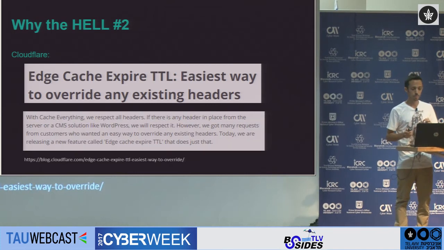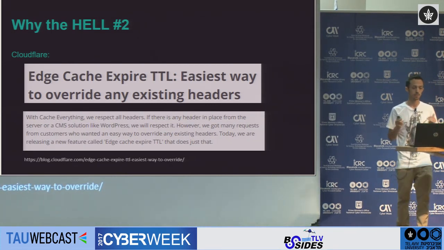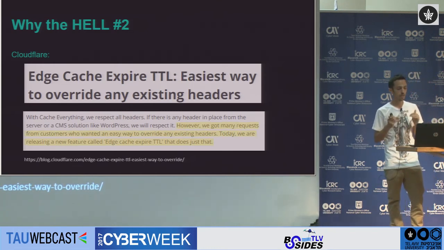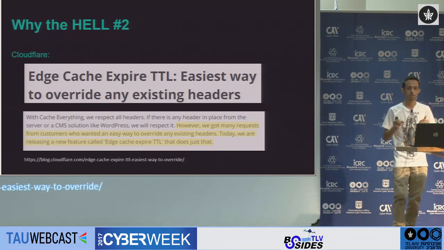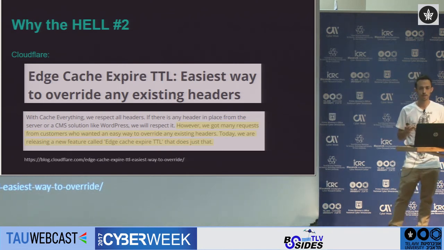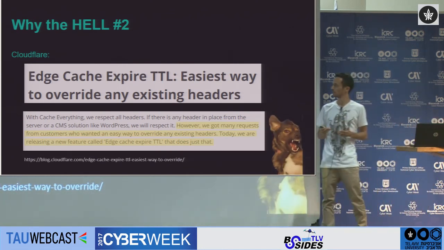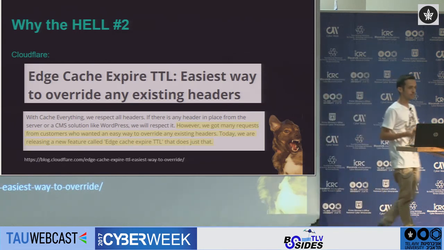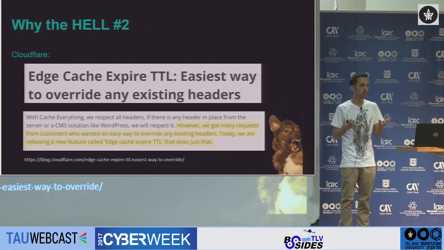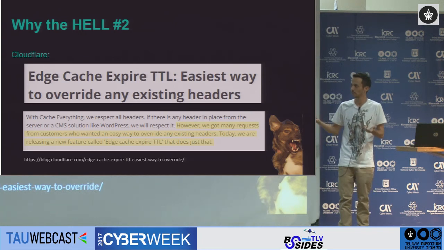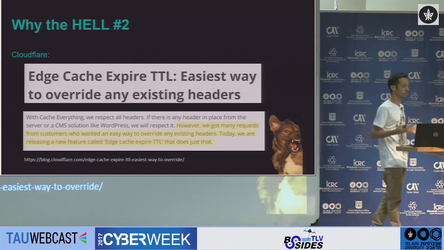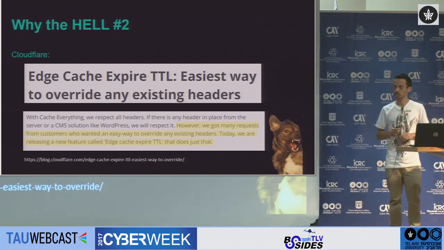With Cache Everything, we respect all headers. If there is any header in place from the server or a CMS solution like WordPress, we will respect it. However, we got many requests from customers who wanted an easy way to override any existing headers. Today, we are releasing a new feature called Edge Cache Expire TTL that does just that. Great, that's good for us. The customers of Cloudflare wanted an easy way to override the caching headers that return from the web server, and exactly for that, we have Edge Cache Expire TTL that can make a web server much more vulnerable to web cache deception.